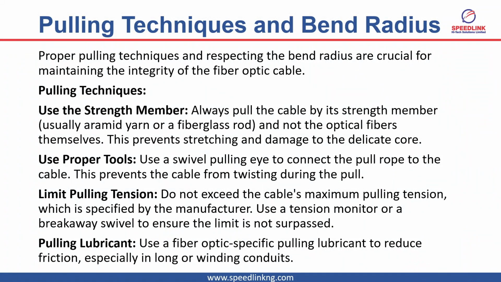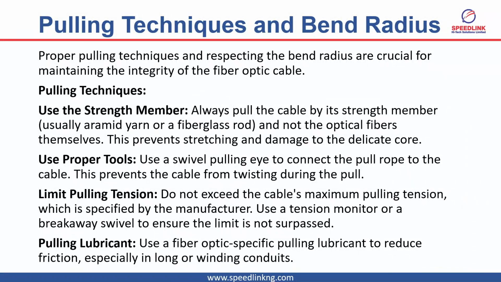Because once you go beyond that bend radius, you've introduced what? Signal losses, isn't it? Which will degrade the performance of that fiber optic cable. So, what are the pulling techniques? We have to use what we call the strength member. Always pull the cable by its strength member, usually around the end or the fiberglass rod, and not the optical fibers themselves. This prevents stretching and damaging the delicate core.